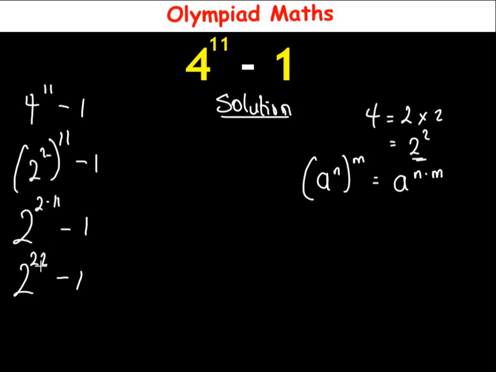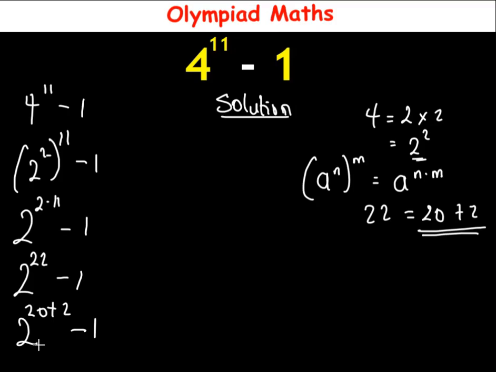So now 22 can be written as 20 plus 2, right? 22 equals 20 plus 2. So in place of this, you can put in this right there. So we have 2 raised to power 20 plus 2, then minus 1.